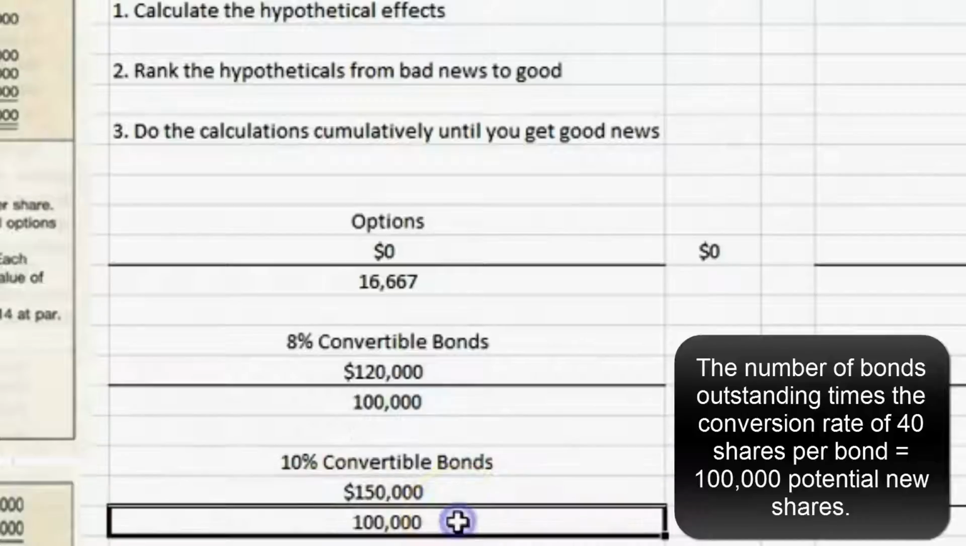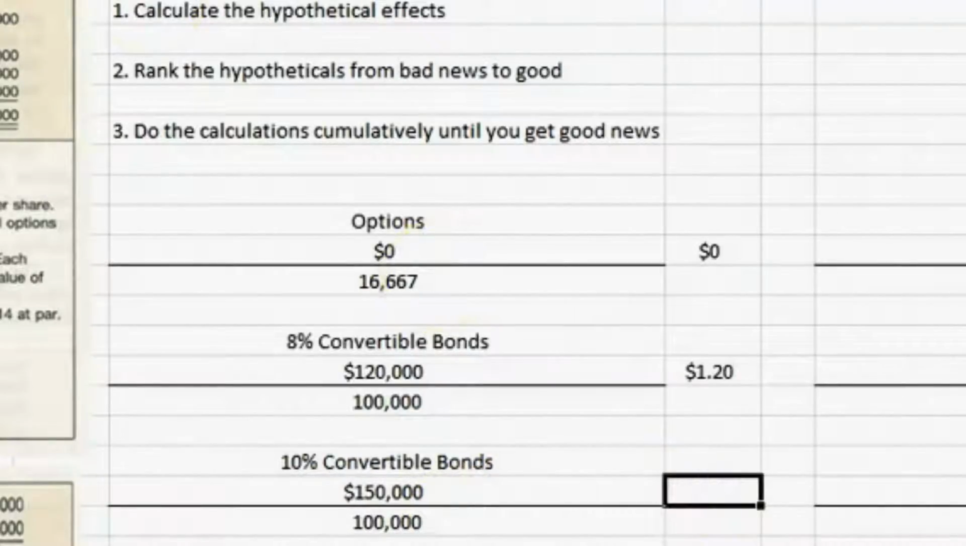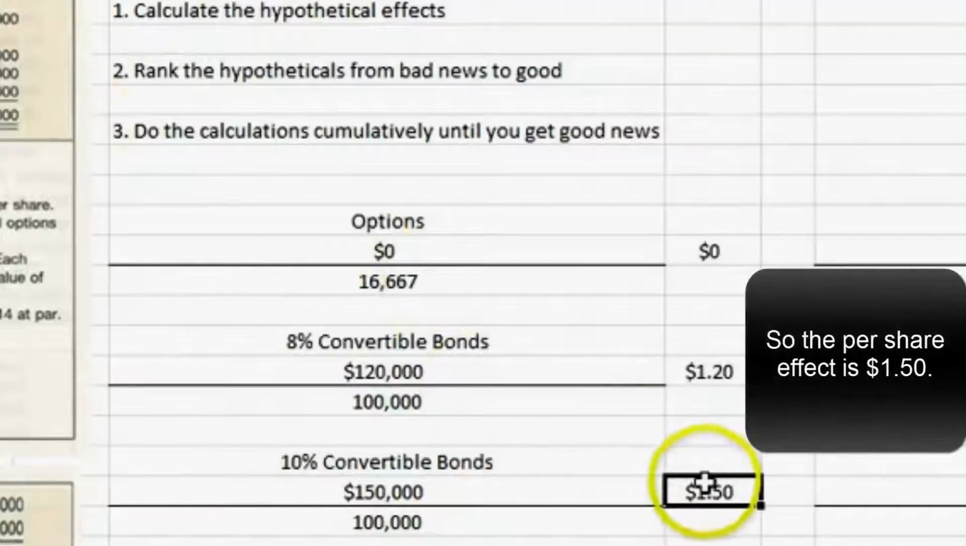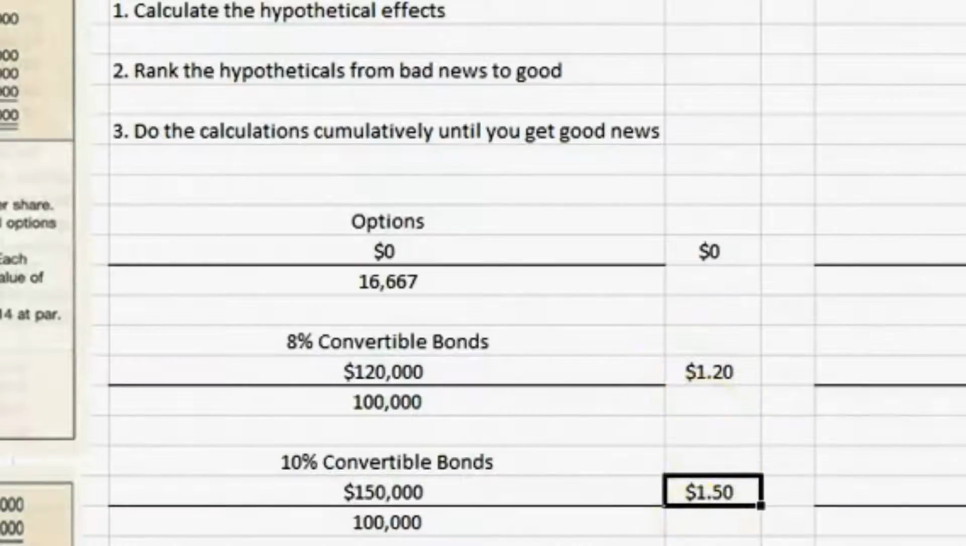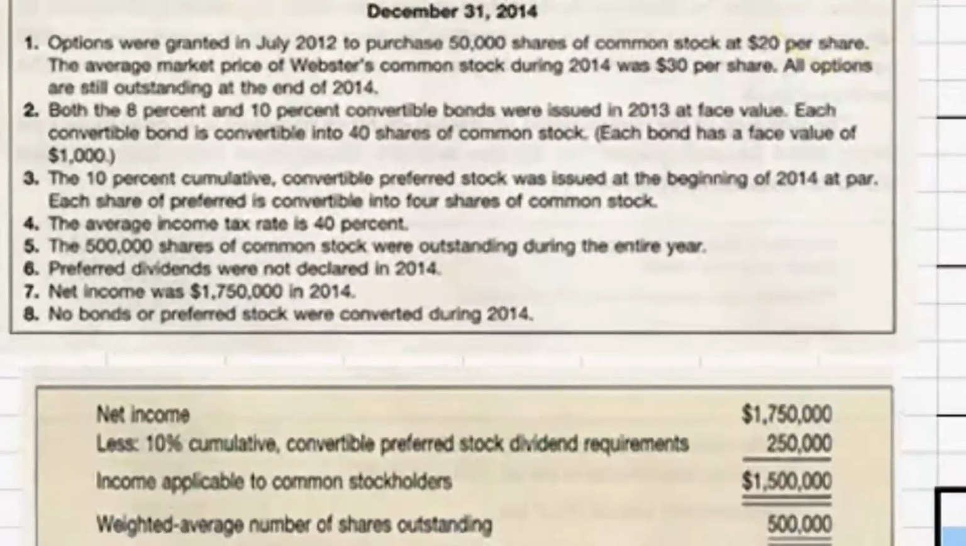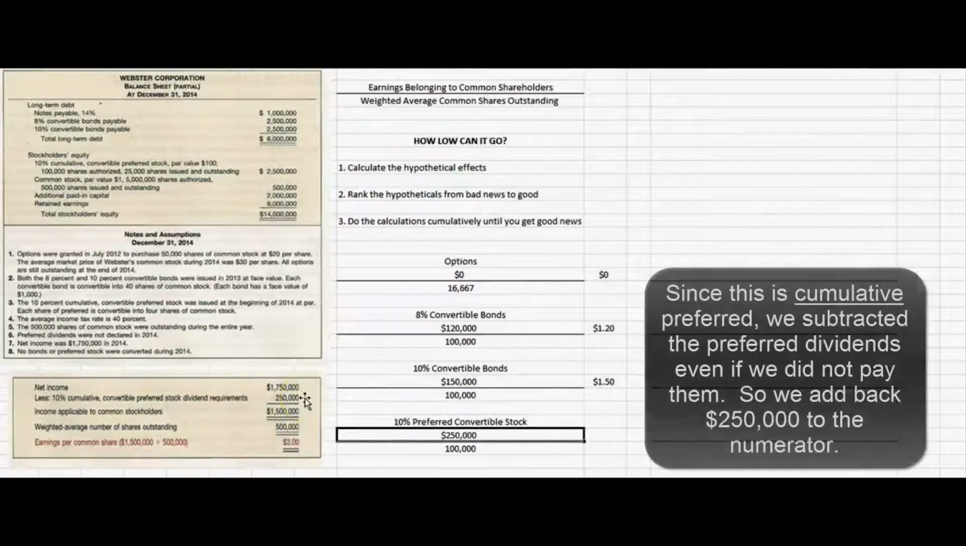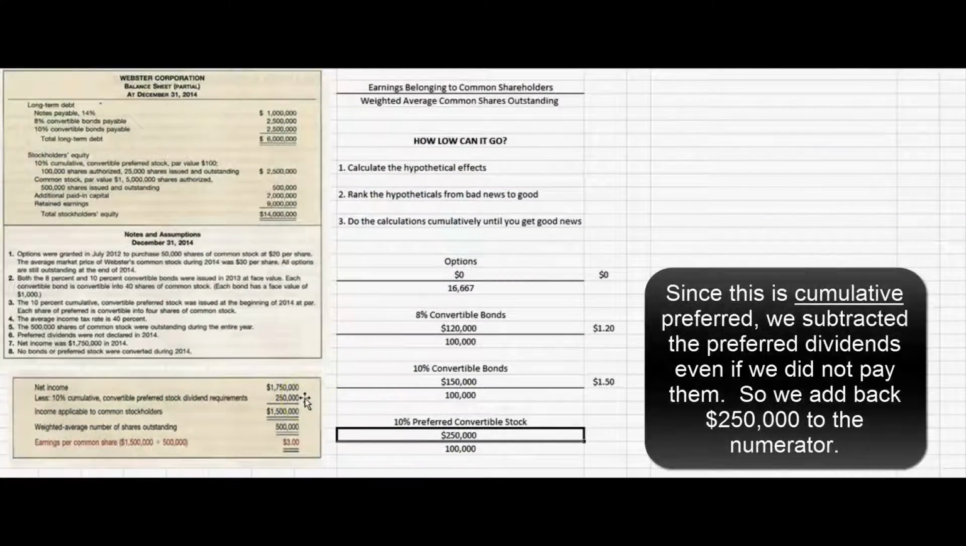So what would have been added to the denominator is 100,000 shares. So we do that division, and that's $1.50. Still bad news, but better news than the $1.20. All right, and then the preferred stock. Well, if they converted the preferred stock, we never would have paid them that $250,000 worth of preferred dividend. We never would have owed them that money.